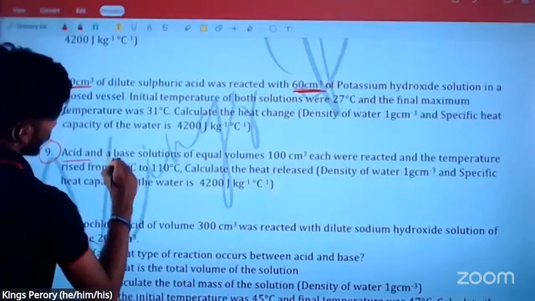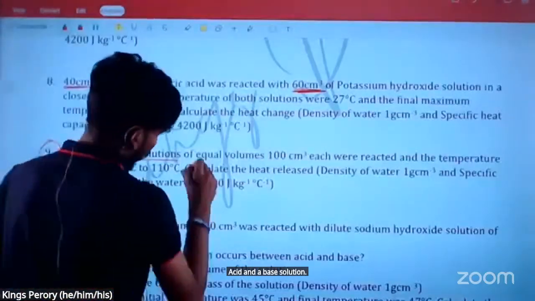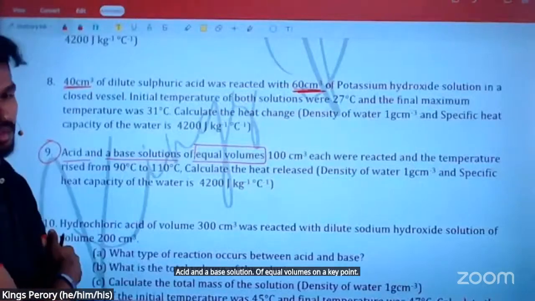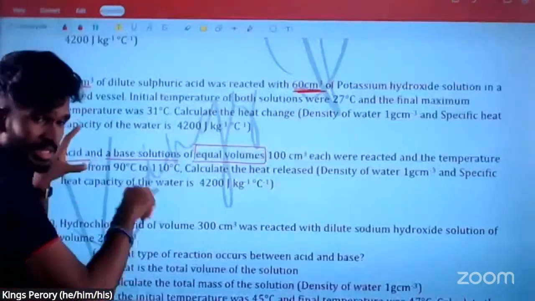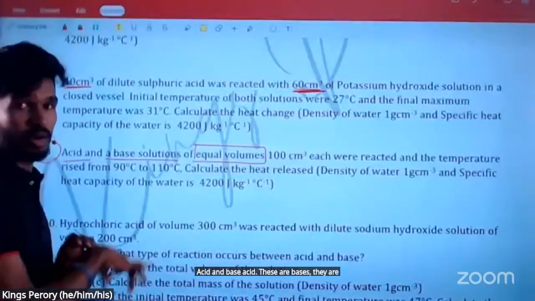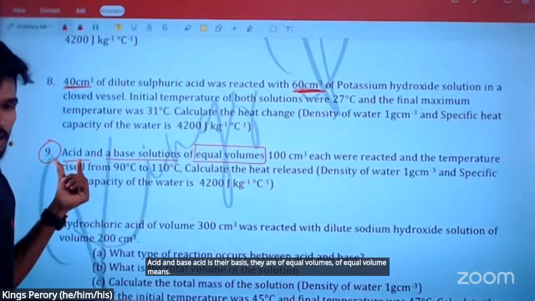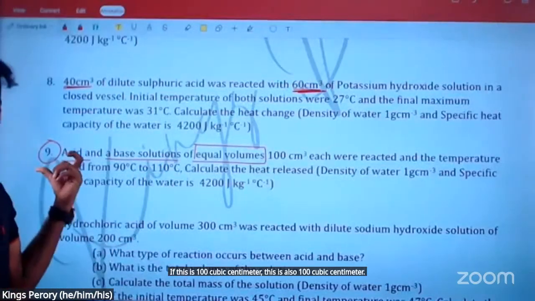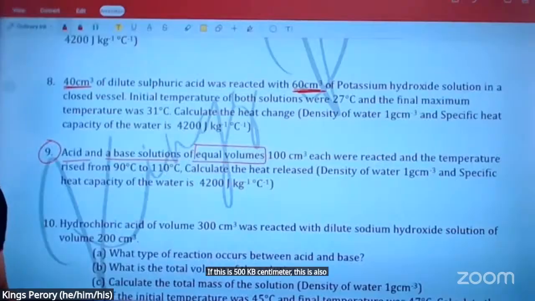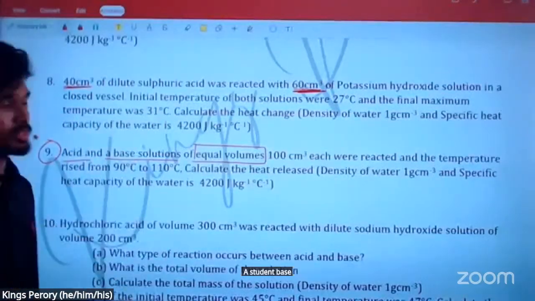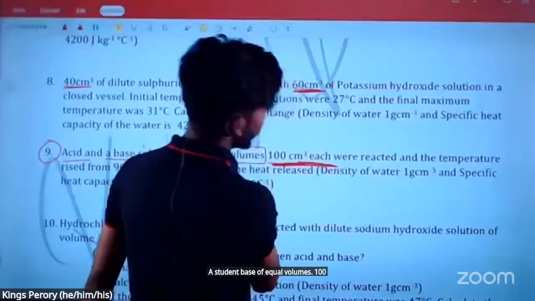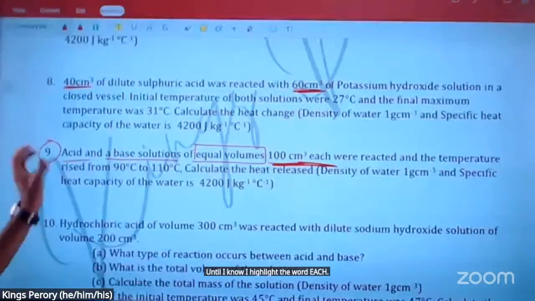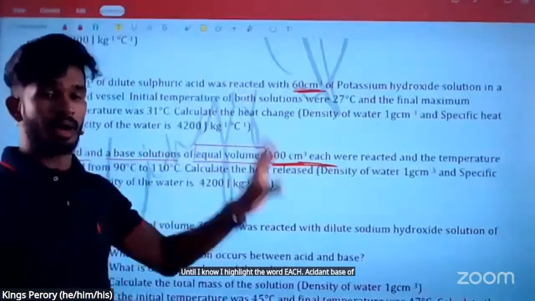Acid and a base solution of equal volumes. Key point: acid and base, of equal volumes. Equal volume means if this is 100 cubic centimeter, this is also 100 cubic centimeter. If this is 500 cubic centimeter, this is also 500 cubic centimeter. Acid and base of equal volumes, 100 centimeter cube each. Underline or highlight the word each.